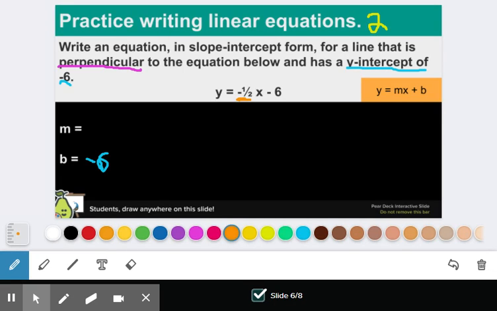So if I'm given -1/2 as the slope in the line that they gave us, and I need to find a perpendicular slope, I know that I need to flip it. So it's going to be 2 over 1.